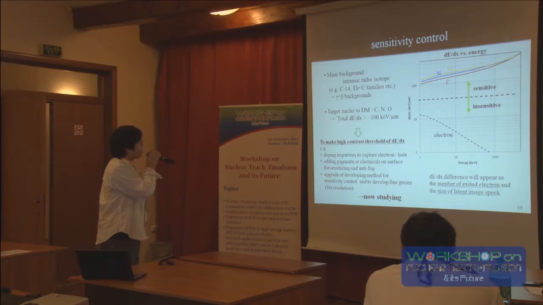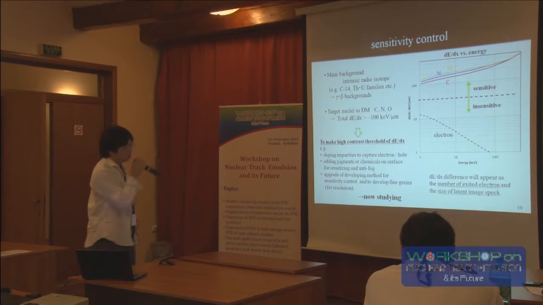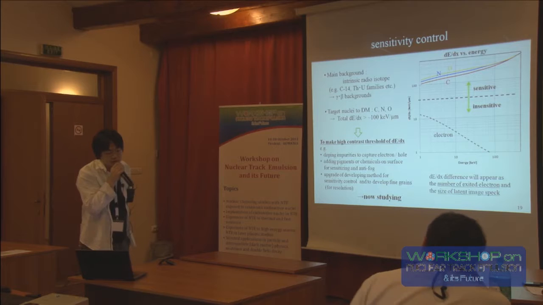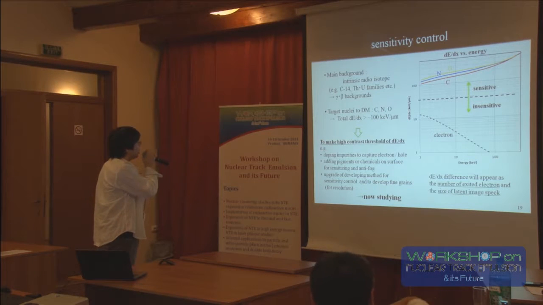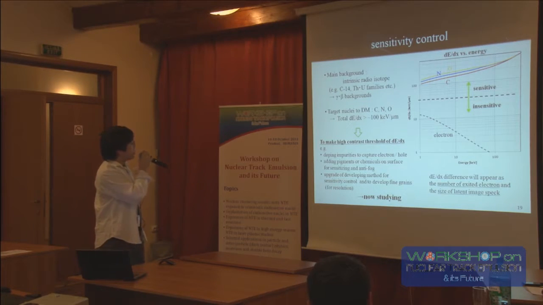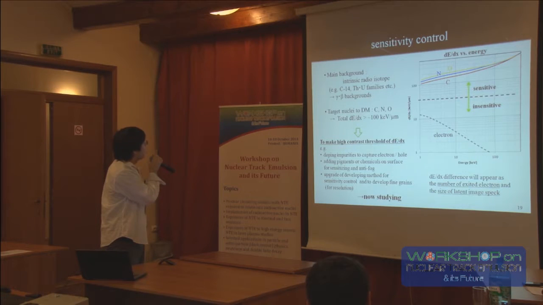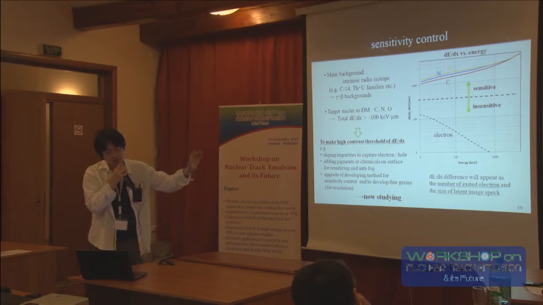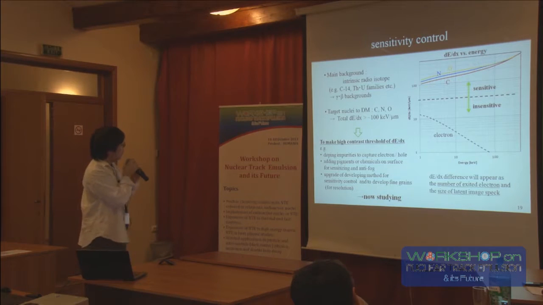But the electron energy deposit is almost lower than 10 keV per micrometer, and our targets, carbon, nitrogen, and oxygen, are upper than 100 keV per micron. So if we can make a threshold between them, we can only detect signals but reject backgrounds.